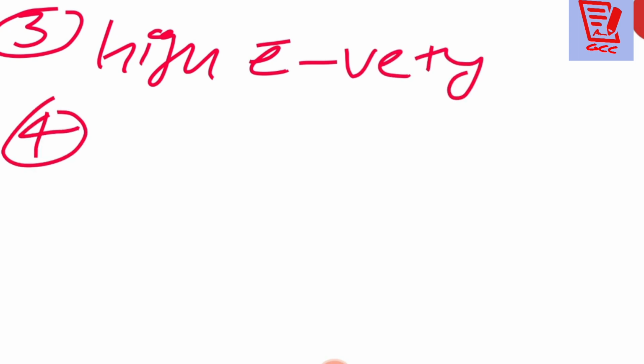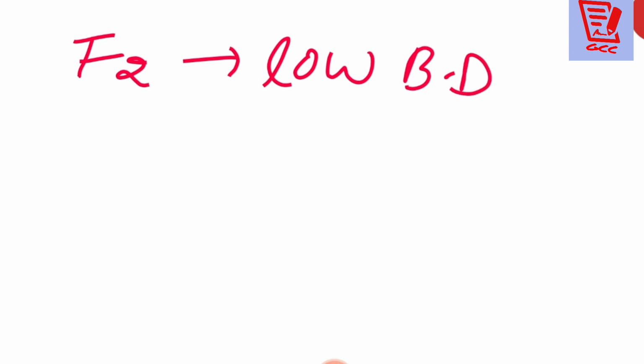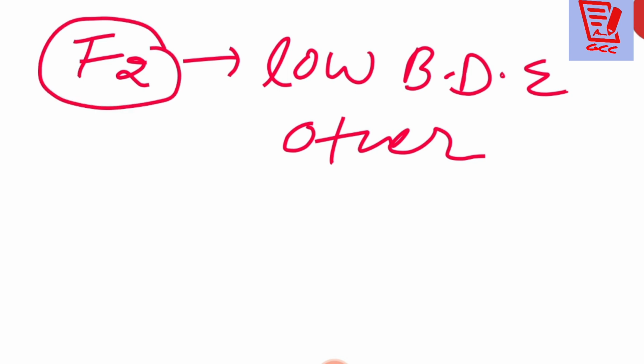Fourth point we can give is that fluorine usually shows the -1 oxidation state, but the others will show +1, +3, +5 and +7 oxidation states. Is that clear? Next point is that F2 usually has a low bond dissociation enthalpy as compared to the others. I think you know very well, I told you why it is so: the FF bond becomes weak because of large repulsion.